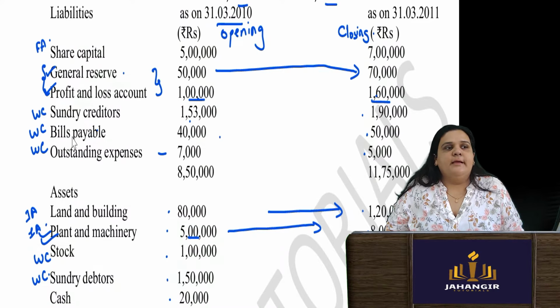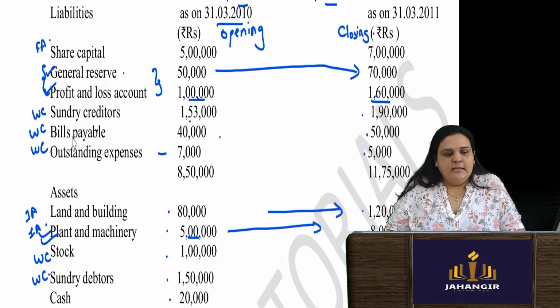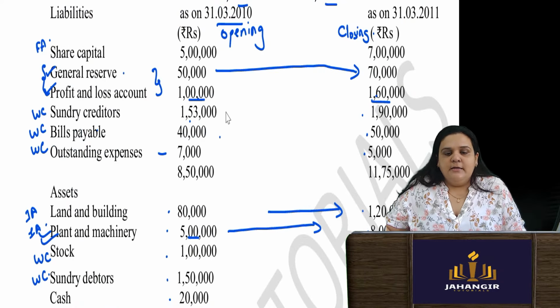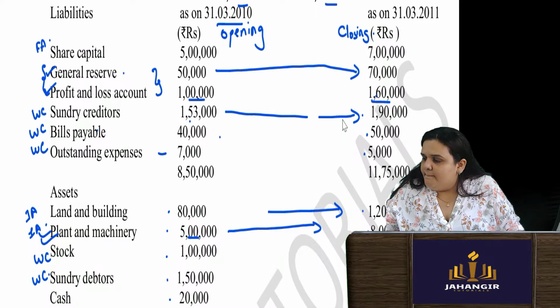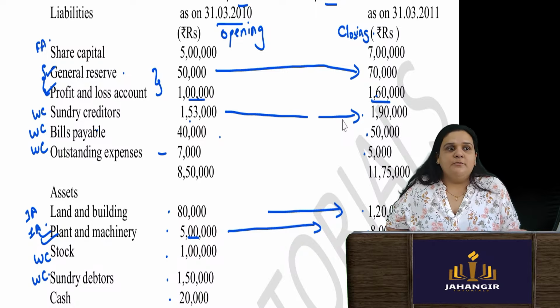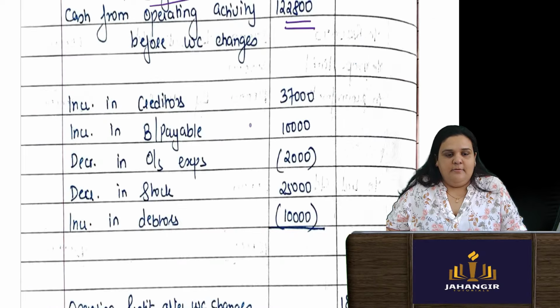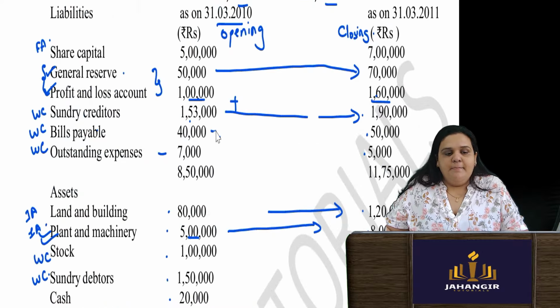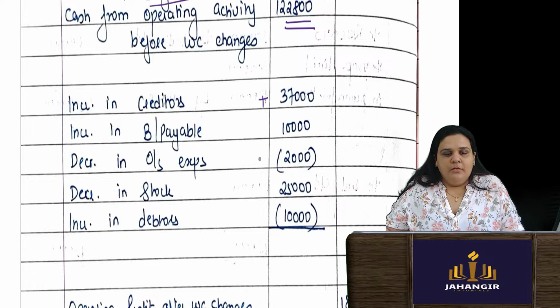Now I will do my working capital change. Working capital changes, you have to just compare whether there is an increase or a decrease. So starting with the creditors. Creditors have increased, 1,90,000 has become from 1,57,000. There is an increase in liability, so I will add back. I must have made more purchases, I have not paid. So increase, add back. Increase in bills payable by 10,000, again add back. Whenever there is an increase in the liability, I will add it back. 10,000 added back.